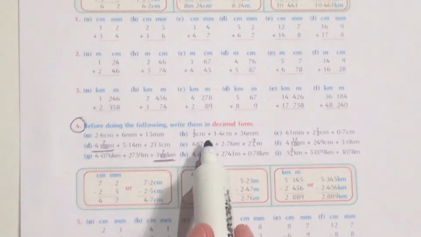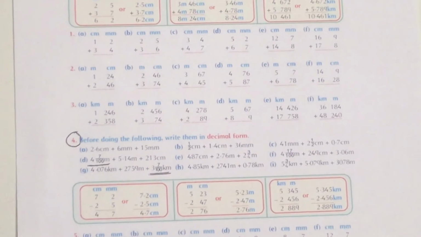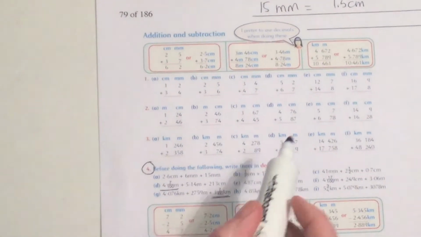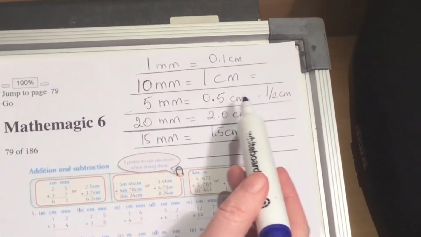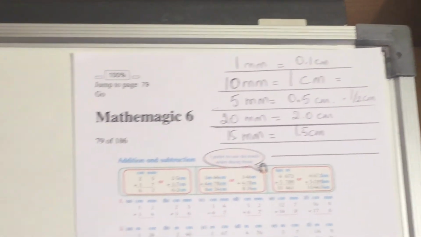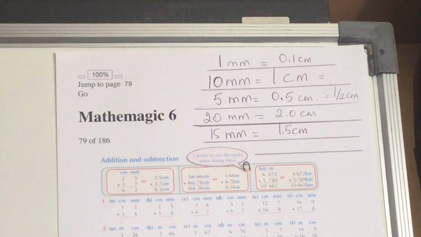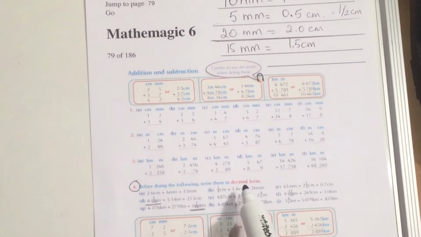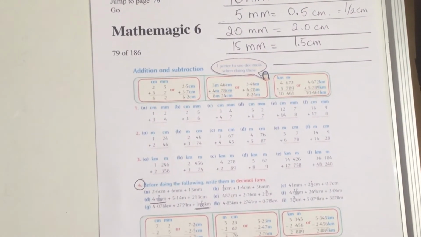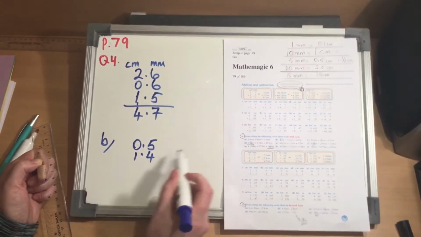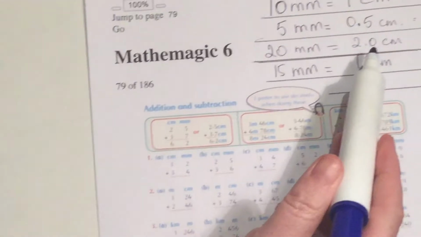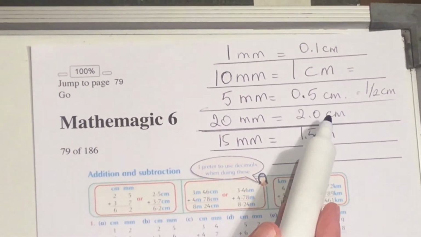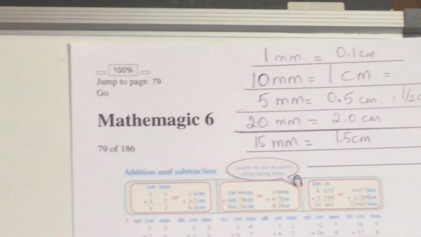Okay, we're going to do 4B. A half a centimetre plus 1.4 centimetres and 36 millimetres. A half a centimetre, look up here, is 0.5. 36 millimetres, well, we know 20 millimetres is 2.0, 30 millimetres would be 3.0, 36 would be 3.6.